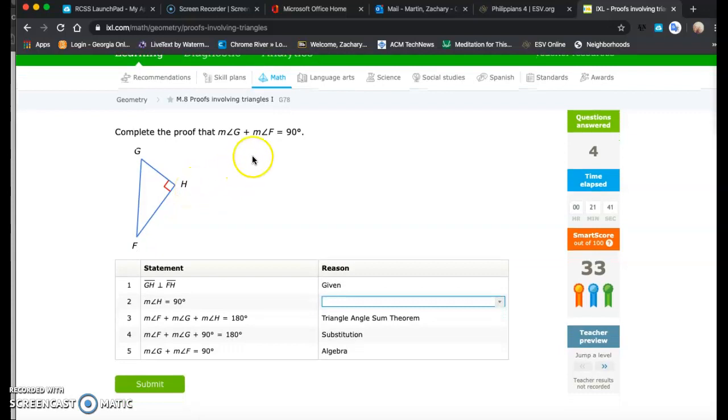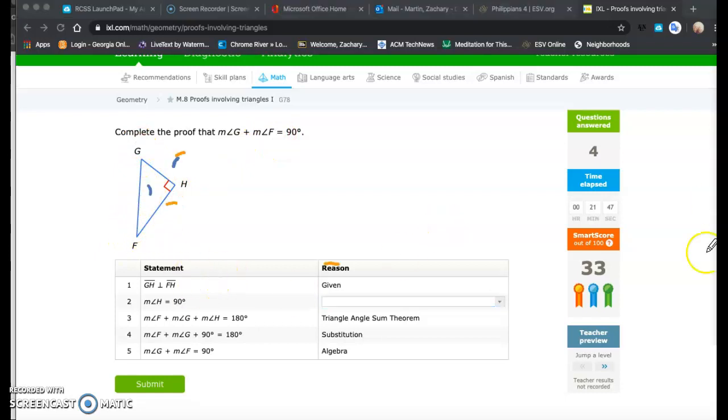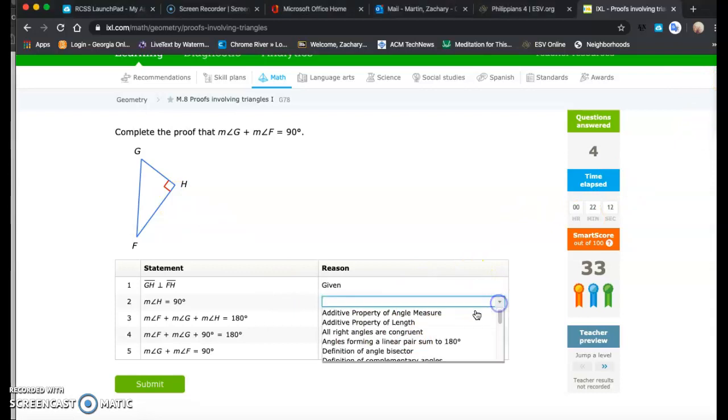Complete the proof that the measure of angle G plus the measure of angle F equals 90 degrees inside this right triangle. Well, we're given some information. We're given information that segment GH is perpendicular to segment FH. So FH and GH are perpendicular. That's a given. Why? Well, this right angle measure symbol that we're given here. Measure of angle H equals 90 degrees. The measure of angle H right here equals 90.